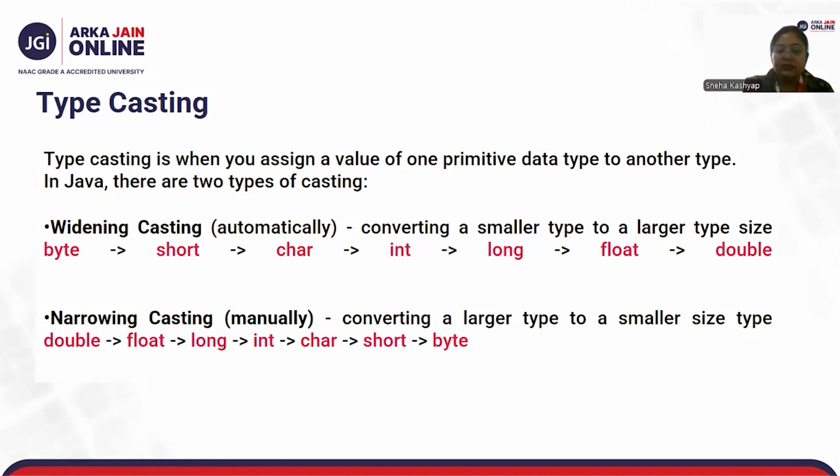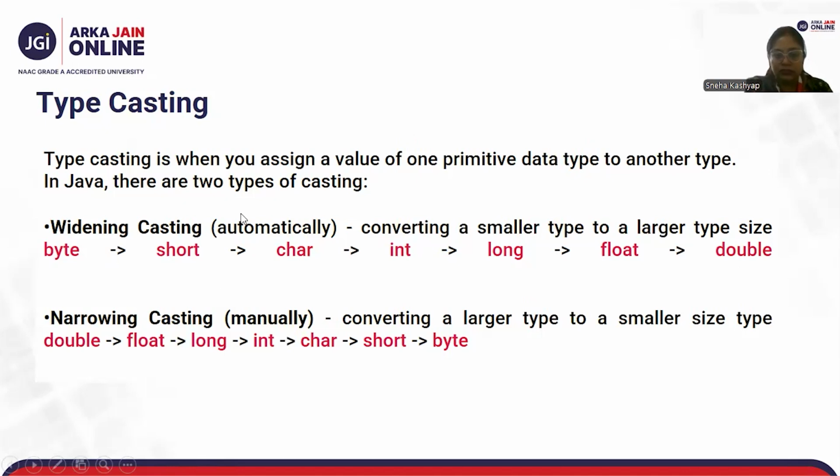Widening typecasting is nothing but converting a smaller type to a larger type of data. Let's say byte is smaller than short. Similarly, short is smaller than char, char is smaller than integer, integer is smaller than long, long is smaller than float, and float is smaller than double.